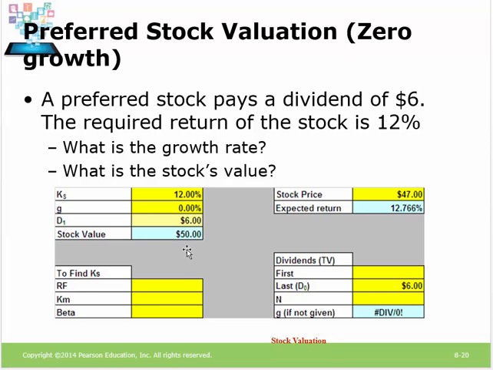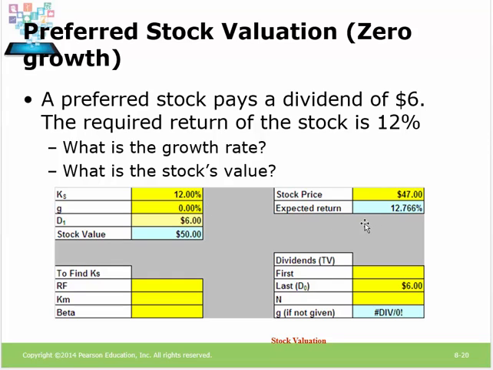So this stock would be worth $50. That's the most that you'd be willing to pay for it. The required rate of return is 12%. That is the minimum rate of return you'd accept in order to purchase this particular investment.